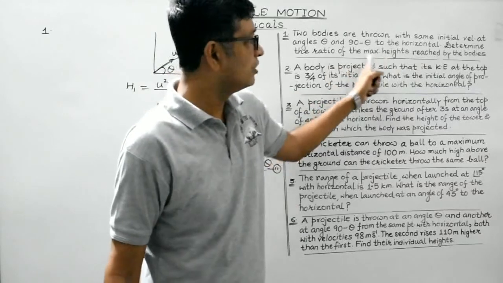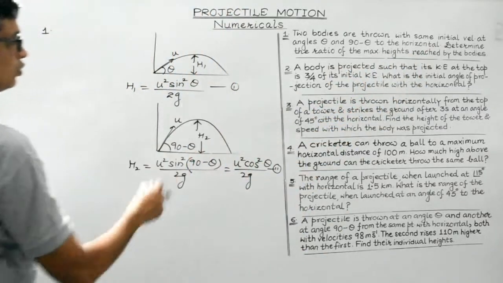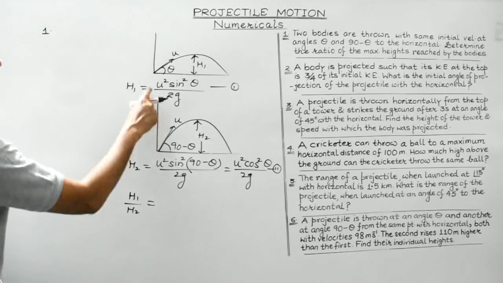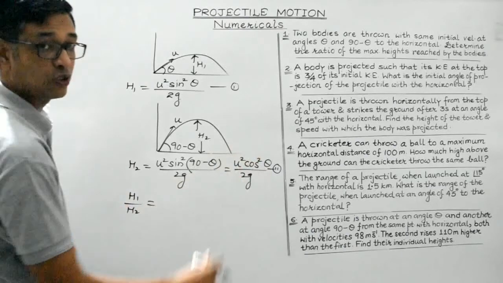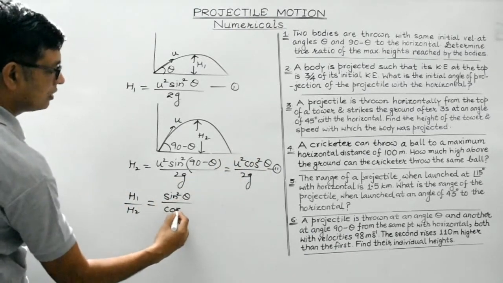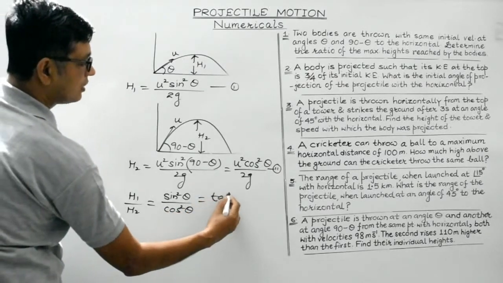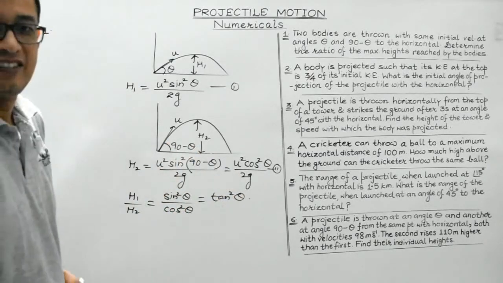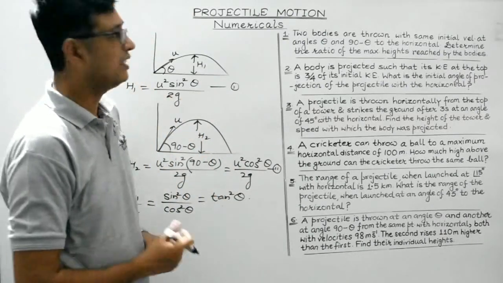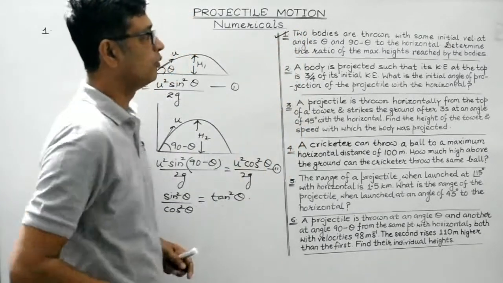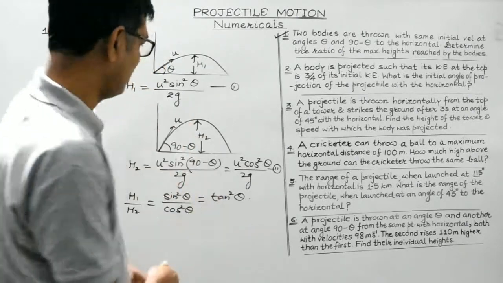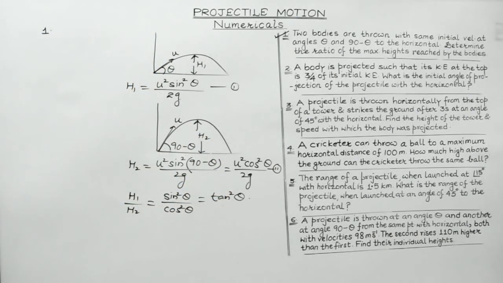We are supposed to determine the ratio of the maximum heights reached in the two cases. So dividing 1 and 2, what do you get? h1 by h2. u square by 2g being common, it will get cancelled. So we will be left with sine square theta divided by cos square theta. And that obviously is tan square theta. Simple, students. Just you have to directly make use of this formula, right? So we are over with question number 1. The ratio of the maximum heights reached by the two bodies is tan square theta. So that is what we obtained over here.